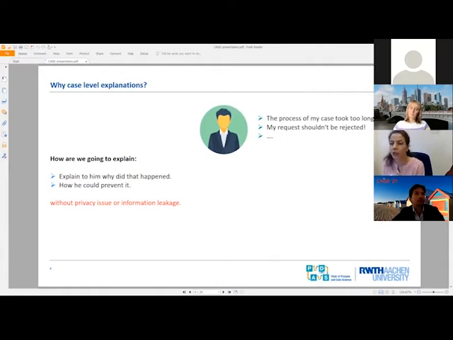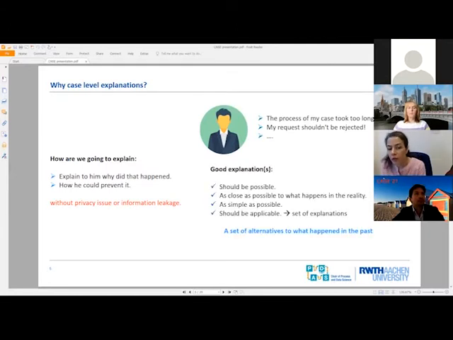We're also going to give him an explanation in a way that he can use in the future to not have the same unpleasant result again. Most importantly, we're going to do that in a way that we don't violate any privacy, and we don't have any information leakage.